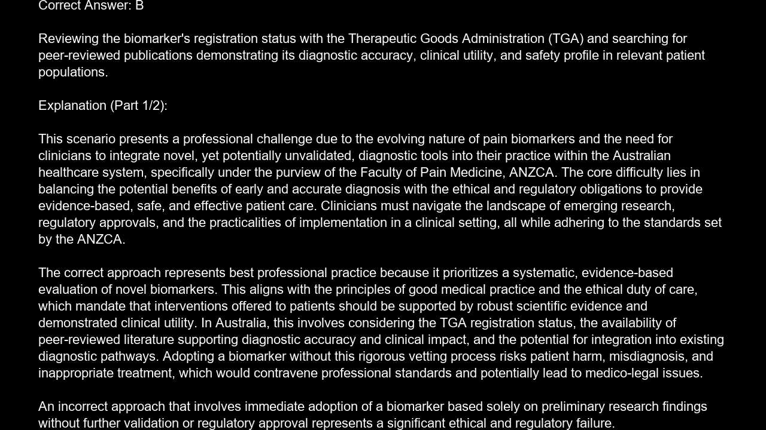Adopting a biomarker without this rigorous vetting process risks patient harm, misdiagnosis, and inappropriate treatment, which would contravene professional standards and potentially lead to medico-legal issues.